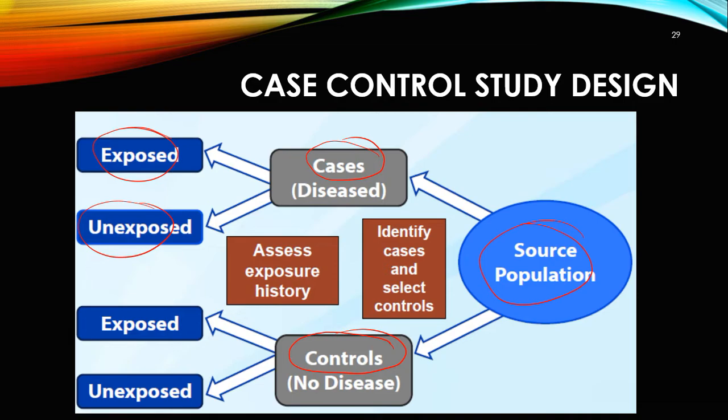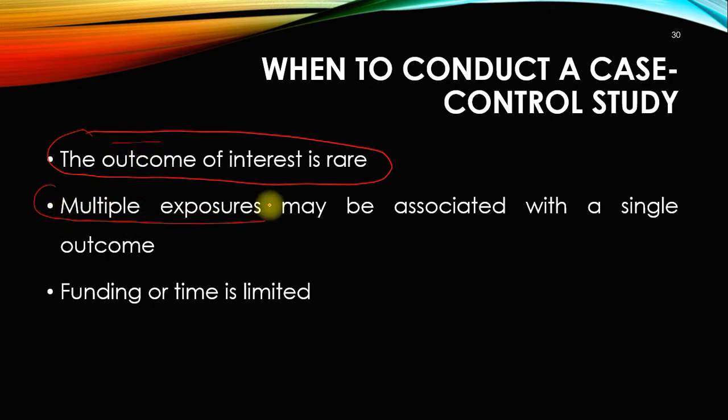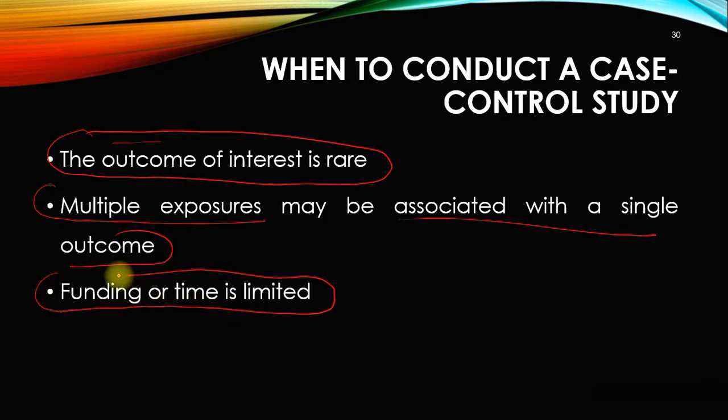Okay, so next is when to conduct a case control study: when the outcome of interest is rare. Okay, this is important. In case control study, we are talking about an outcome of interest which is rare in nature, and in cohort it is exposure which is rare. Okay, so multiple exposures may be associated with a single outcome, and the funding or the time is limited. Okay, so in such cases we have to go for the case control studies.